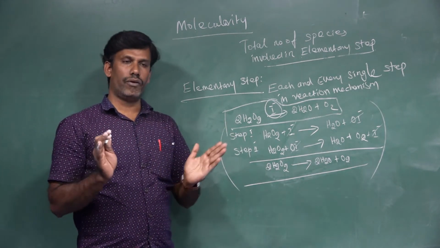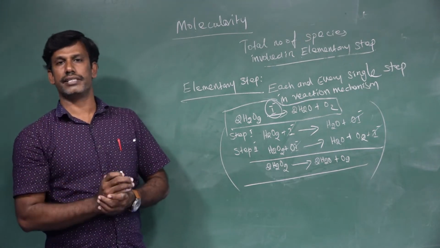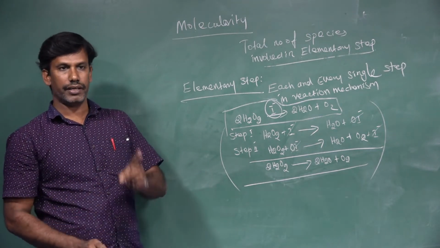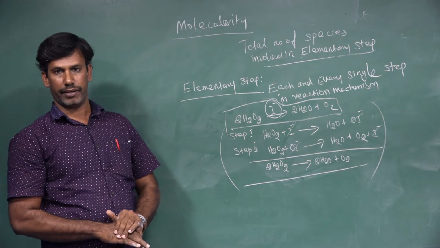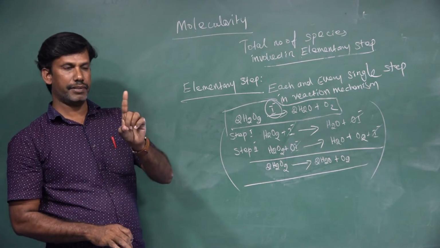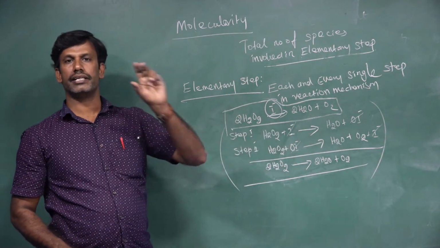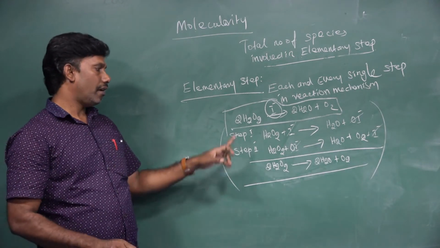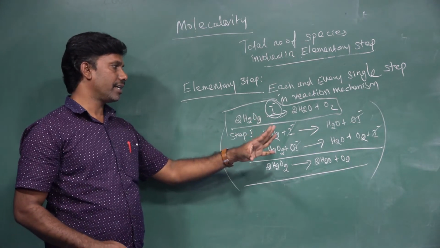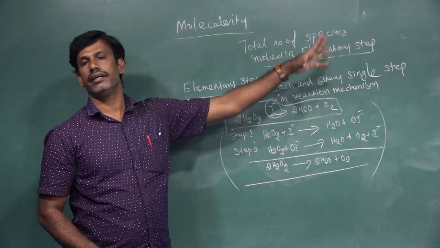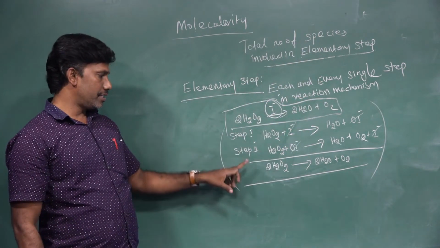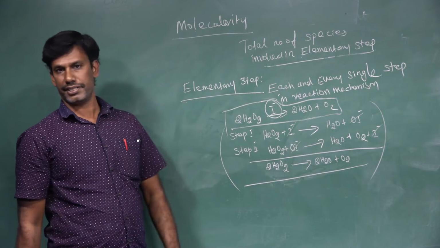The overall reaction may have several steps. Among them, any one will be the rate determining step. Mostly that step will happen very slowly. So logically we can say the slow step will be the rate determining step. In this 2-step reaction, this is the rate determining step.